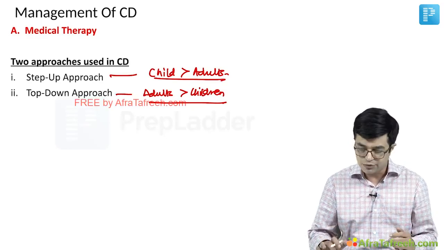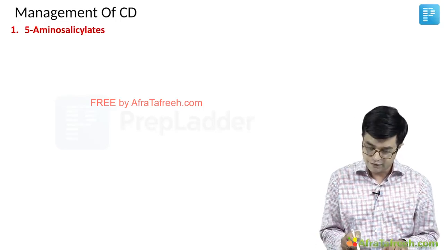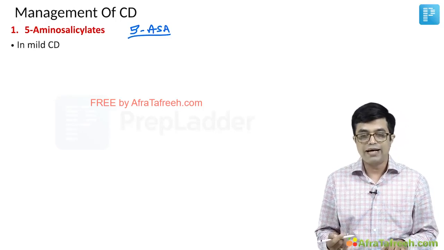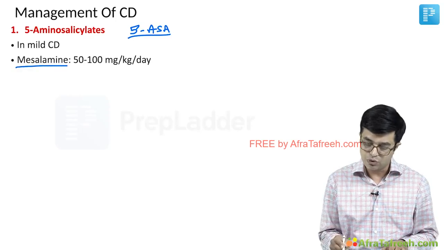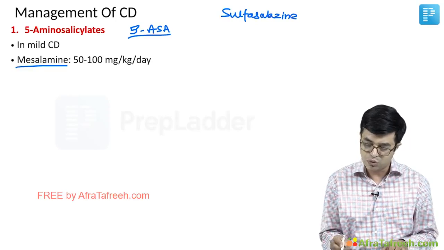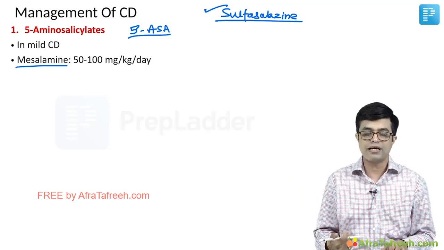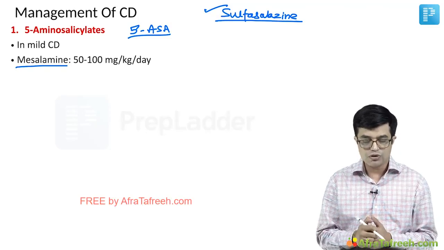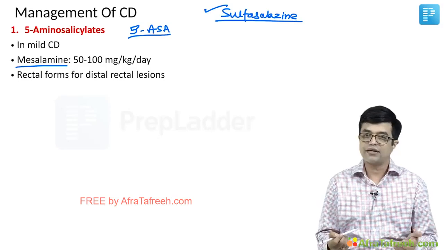So what are the drugs that are being used? First of all, we have 5-aminosalicylates, also written as 5-ASA. These 5-ASA agents are useful in mild patients of Crohn's disease. Mesalamine is frequently used. The prototype agent is sulfasalazine. But sulfasalazine is not very popular. It has more side effects. It is not well tolerated. So these days it is going out of fashion. But if a question says sulfasalazine, can it be used? It can be used, right? And mesalamine is used in a dose of 50 to 100 milligram per kg per day. Rectal forms will be useful for distal rectal lesions.